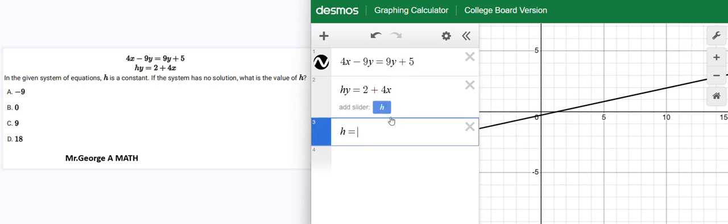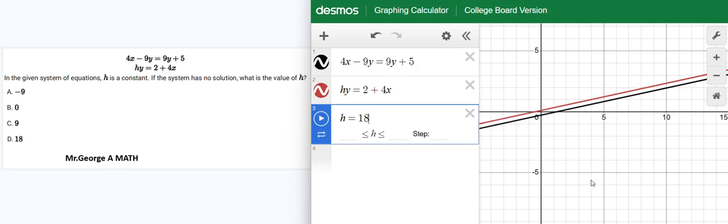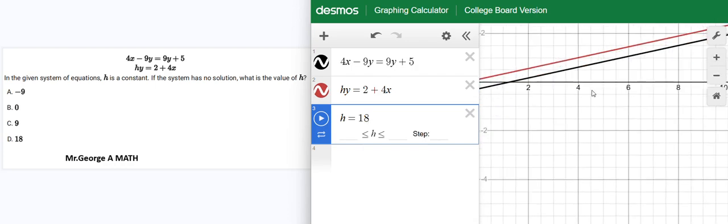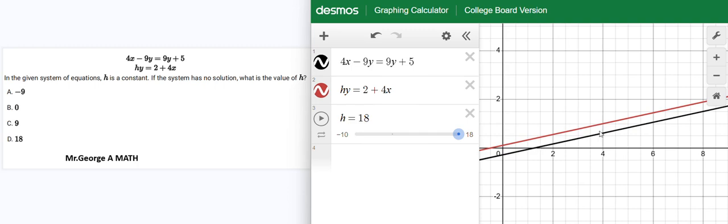Now the last choice, which is 18, and C. Look over here, they are parallel lines. And parallel lines have no solution. That's how you know your answer is correct.